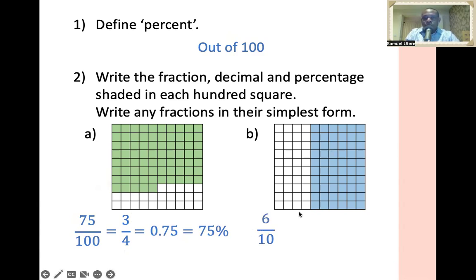This one is 6/10. Now you can see that we have 6 columns shaded, which is 60 boxes. So that is 60 hundredths. If we simplify that, we should be able to divide the numerator by 2 and the denominator by 2. So the common factor is 2. That will give us 3/5. And of course, that is 0.6, and that is 60%.